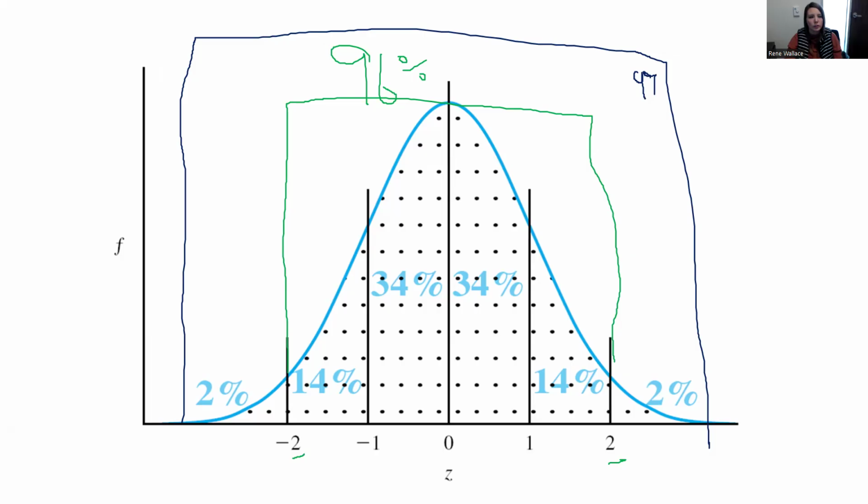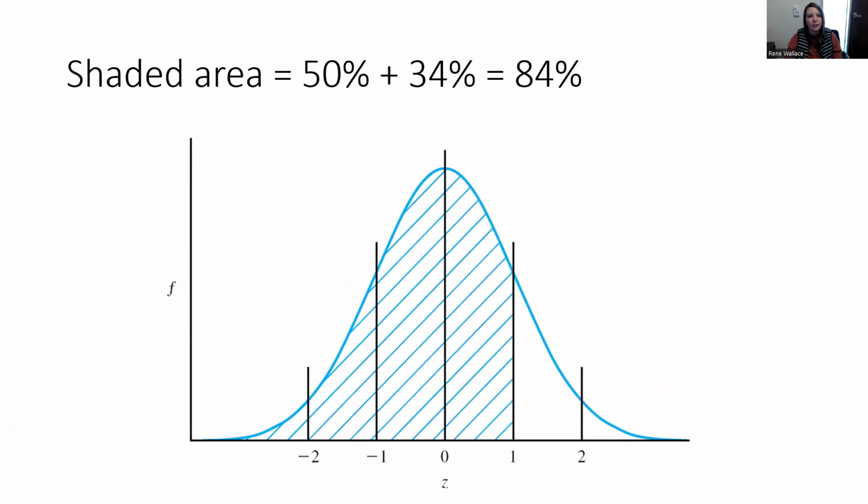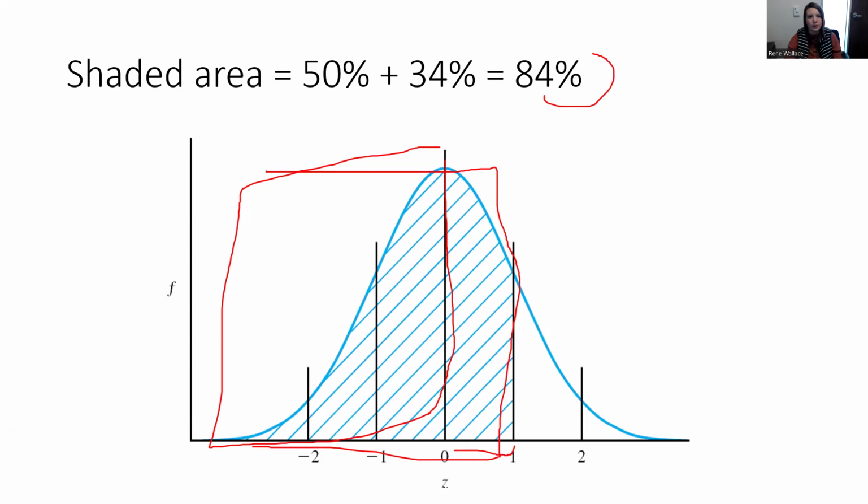Let's write our other one on here too that I erased. So there's 68%, 96%, and 99, that's a 9% here. So this shaded area is 50% because we have this whole left side, plus 34% because we have this one standard deviation shaded. So that means this shaded area of this standard distribution represents 84%.